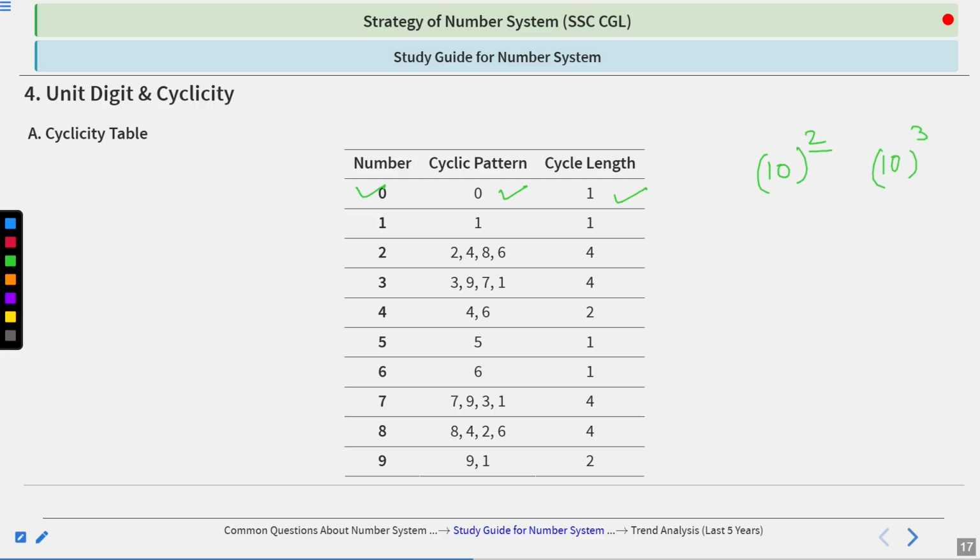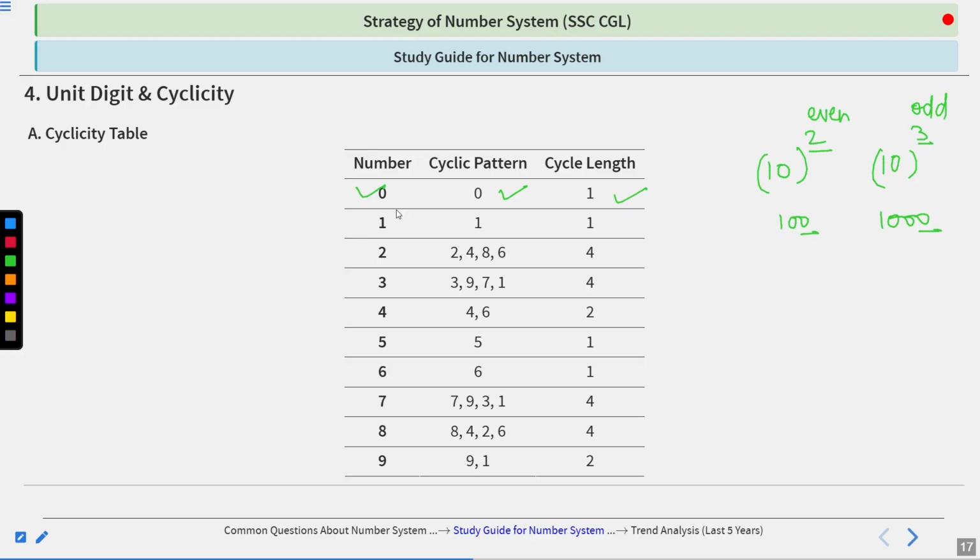why do we choose 2 and 3? One is an even power, one is an odd power. There are only two possibilities: the power is either even or odd. If we take an even power, we get 100. If we take an odd power, we get 1000. It means at the unit place we always get 0. So the cyclic pattern is 0 and the cyclic length is only 1. Only 0 comes at the unit place.